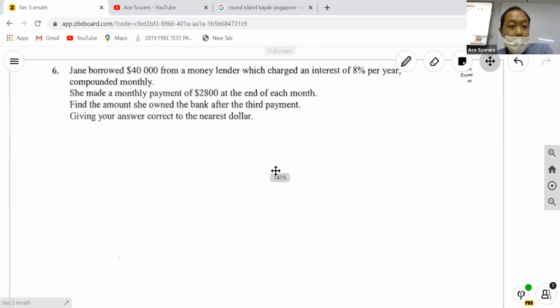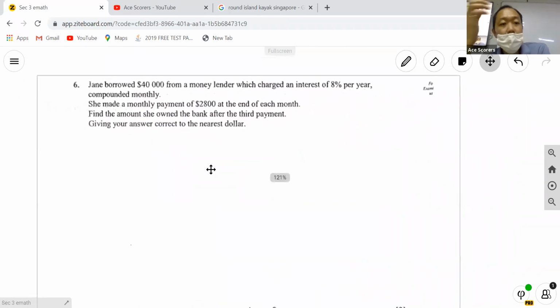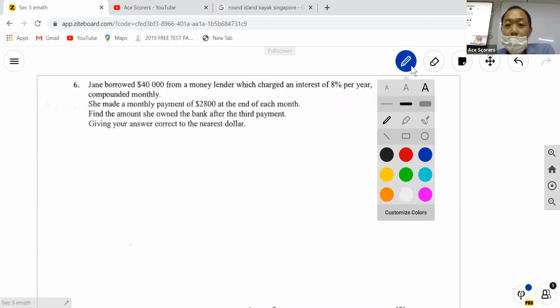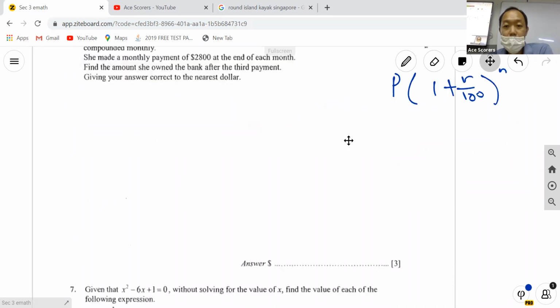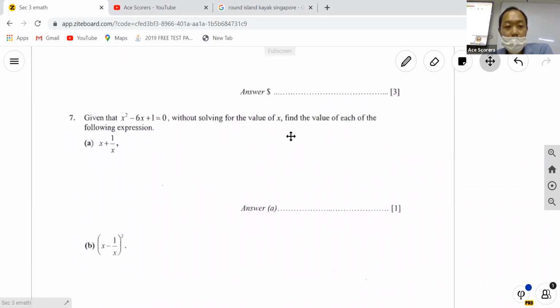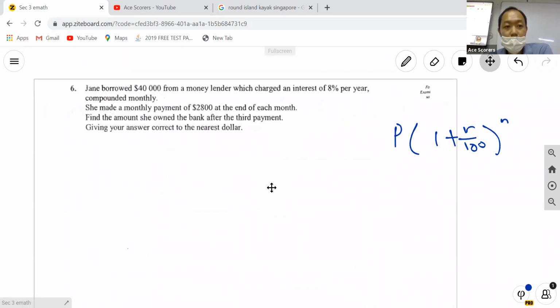Okay, what is this? Interest rate. Jane. Compound interest formula. What's the formula? P times (1 plus R over 100) to the power n. This is the formula for compound interest. Can I try? Then this one as well, questions 6 and 7.